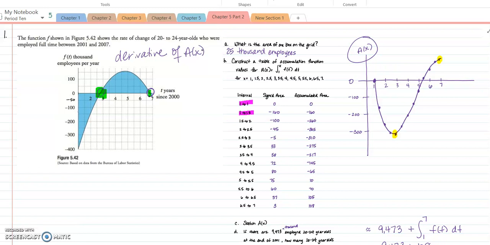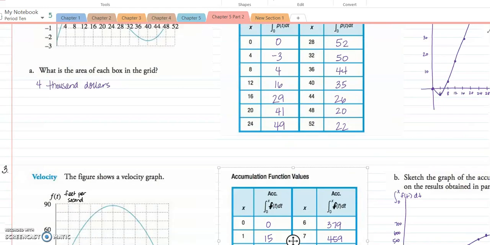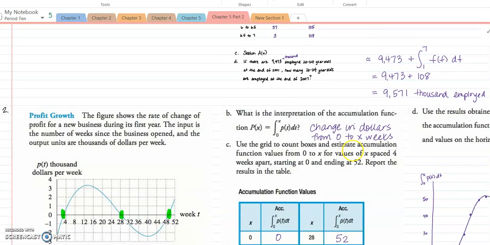That's an interesting idea because this function is f of t, which doesn't sound like a derivative, but because it's a rate, it's 1,000 employees per year, it is a derivative of something larger. I want to show you that idea one more time. So we're going to look at this example right here.